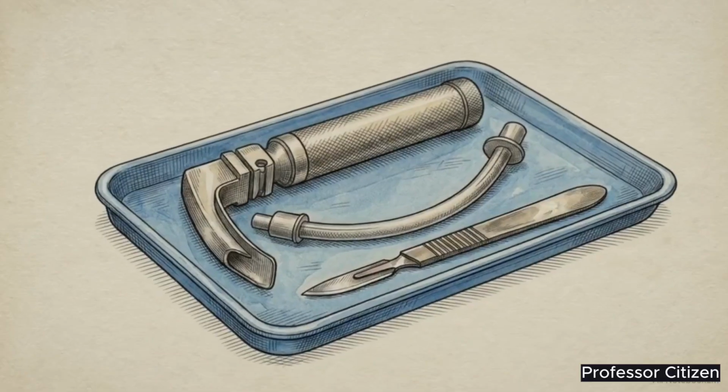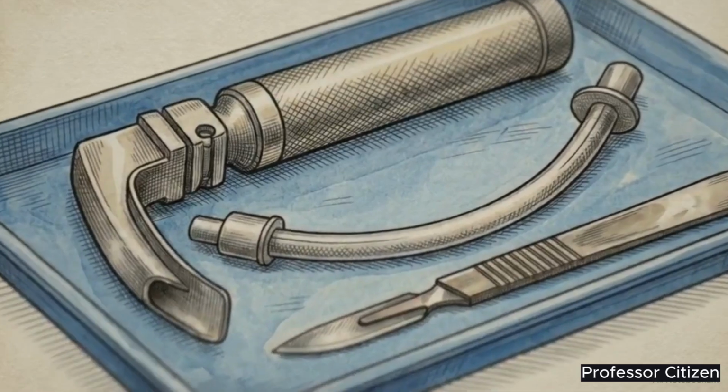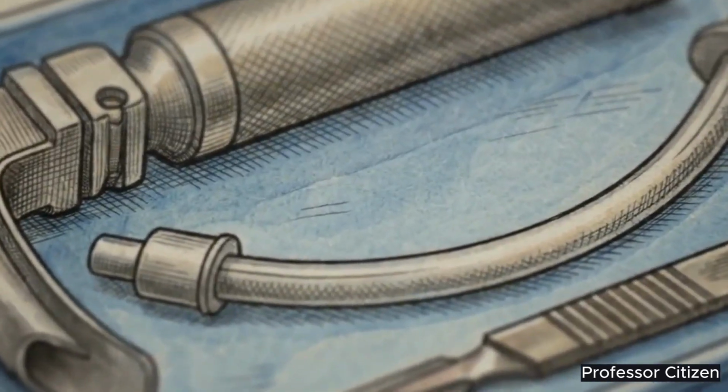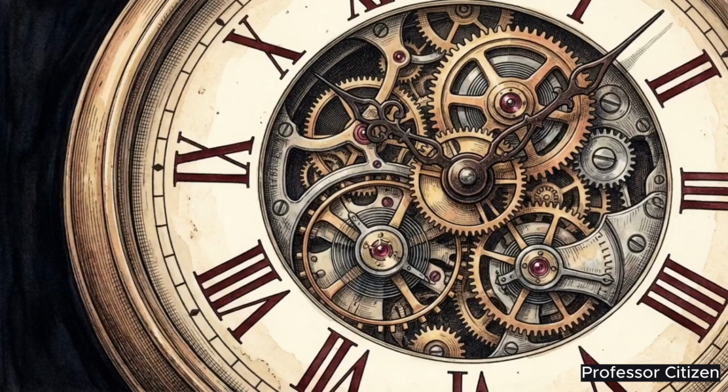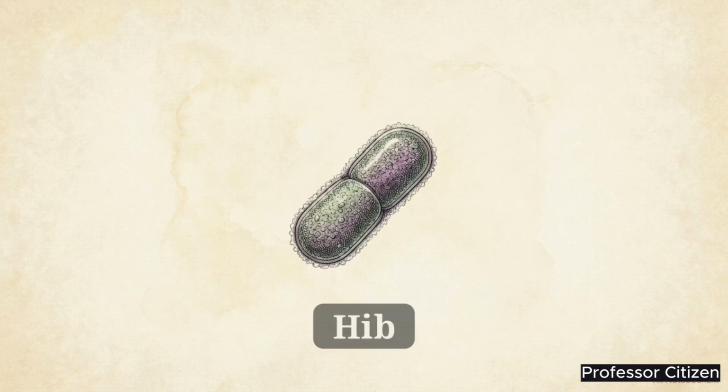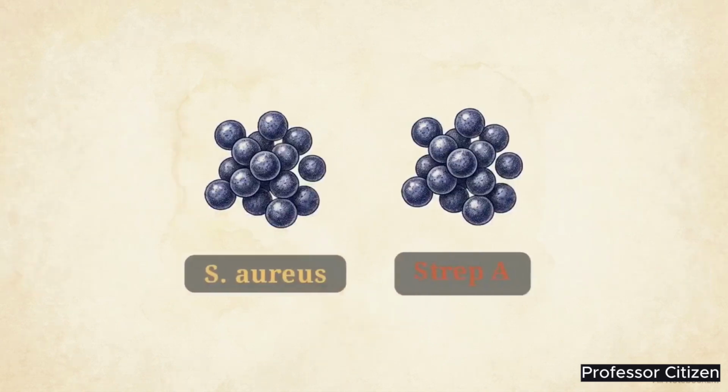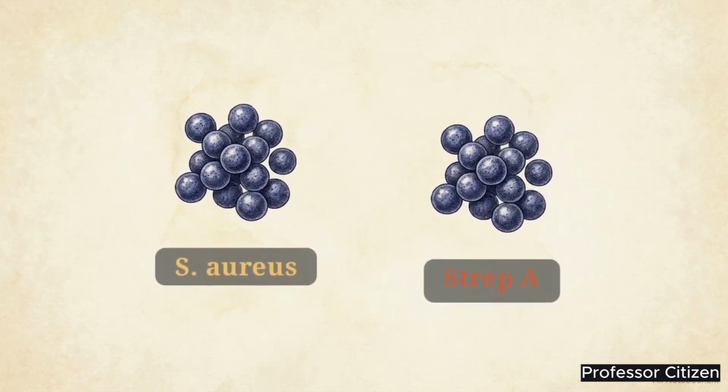The entire treatment algorithm is a delaying tactic designed to keep the patient calm until definitive advanced airway control can be established. Epiglottitis remains a rapidly progressing infection capable of causing death in hours. While infant vaccines defeated Hib, S. aureus and Strep A have seamlessly taken its place.